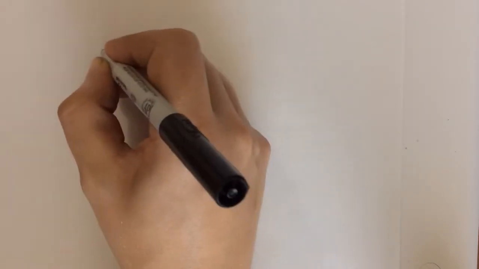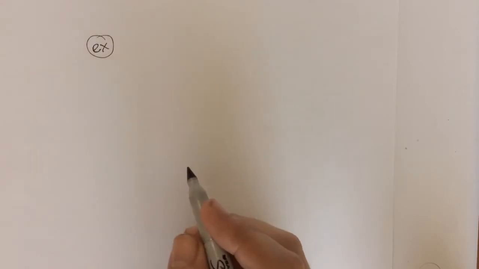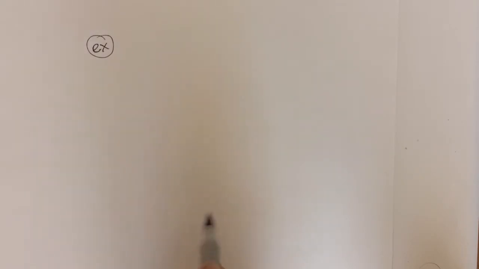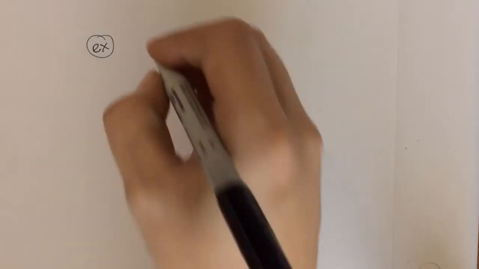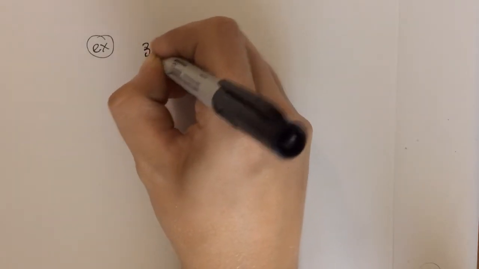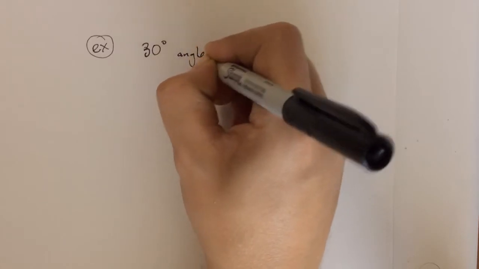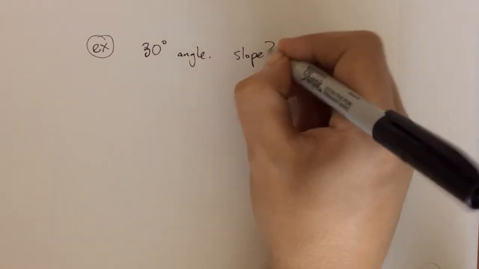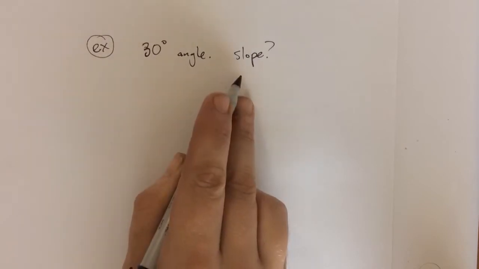Alright, let's do that question backwards. Actually, maybe that's not a good idea. Let's do a similar example. How about, what is the slope of a line that makes, let's say, a 30-degree angle? So we know that it makes a 30-degree angle. What we're interested in is finding the slope.